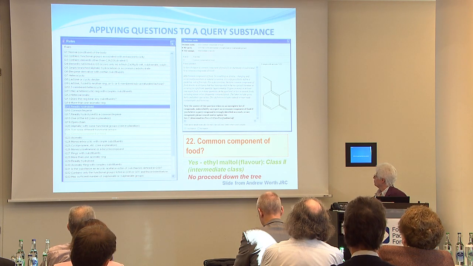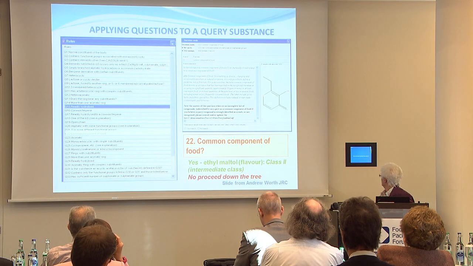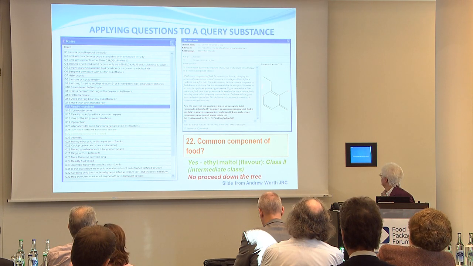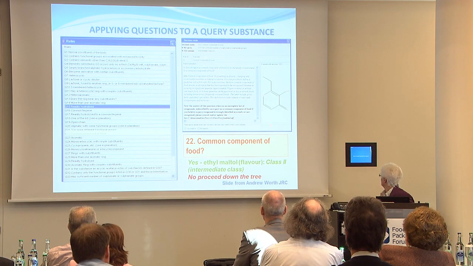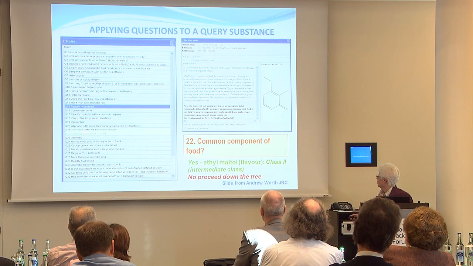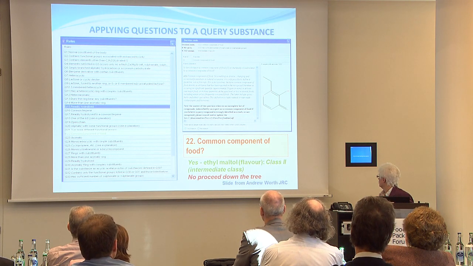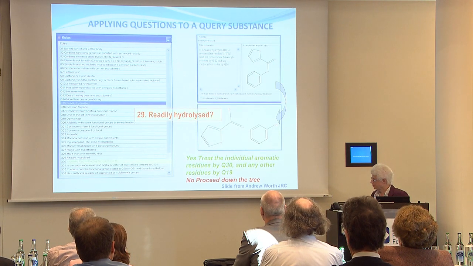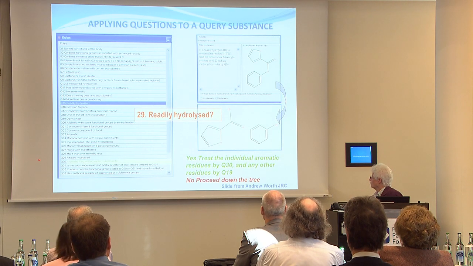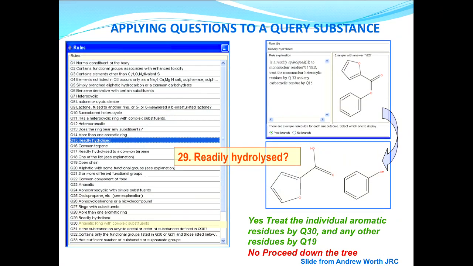And here's another question, if we try that one out. Is it a common component of food? Here on the right we have a flavouring material, ethyl maltol, which is a common component of food. So that would fall out at question 22 as being a class 2 compound of perhaps intermediate toxicity. And then another type of question later on in the scheme is question 29, is it readily hydrolyzed?